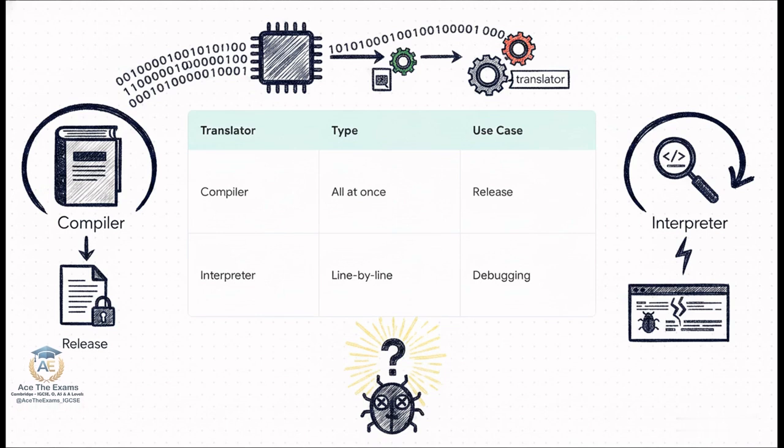Sam has it completely backward. Compilers process the entire program all at once in one big batch to produce a final executable machine code file. This is perfect for distributing commercial software because the end user doesn't need the original source code. Interpreters, on the other hand, translate high-level languages line by line, executing each statement immediately before moving to the next one. This makes interpreters absolutely perfect for debugging during the development phase, because execution stops the exact moment an error is found, and an error message is immediately output to the programmer.